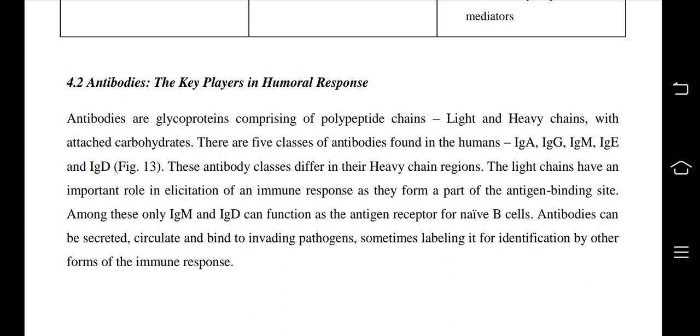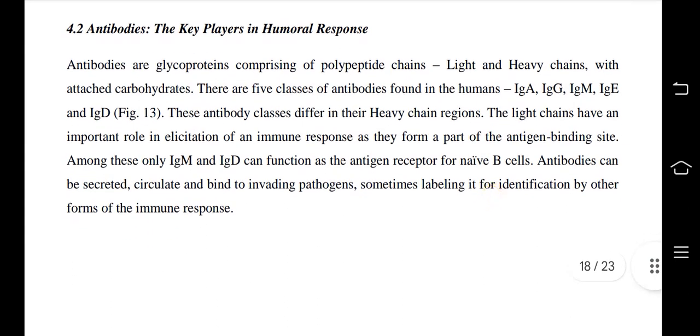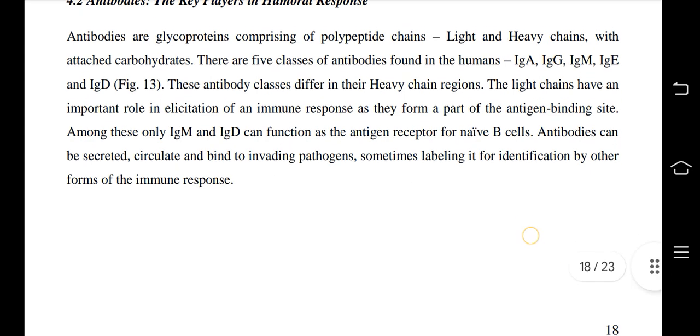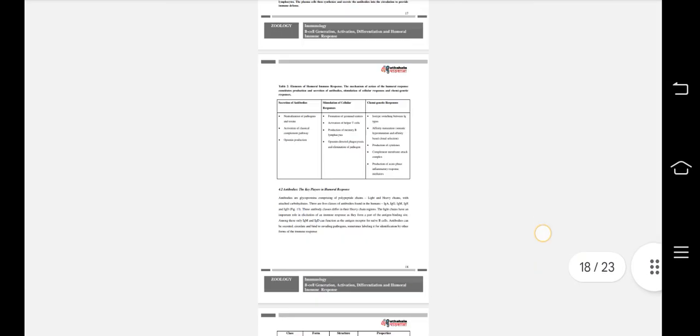The light chain has an important role in elicitation of immune response as they form a part of the antigen binding site. Among these, only IgM and IgD can function as the antigen receptor for naive B cells. Antibodies can be secreted, circulate, and bind to invading pathogens, sometimes labeling them for identification by other forms of the immune response.